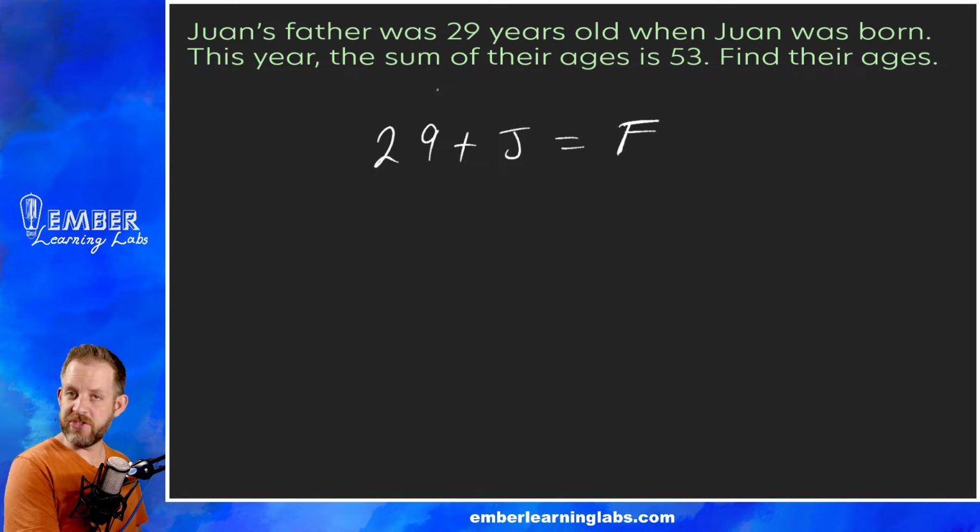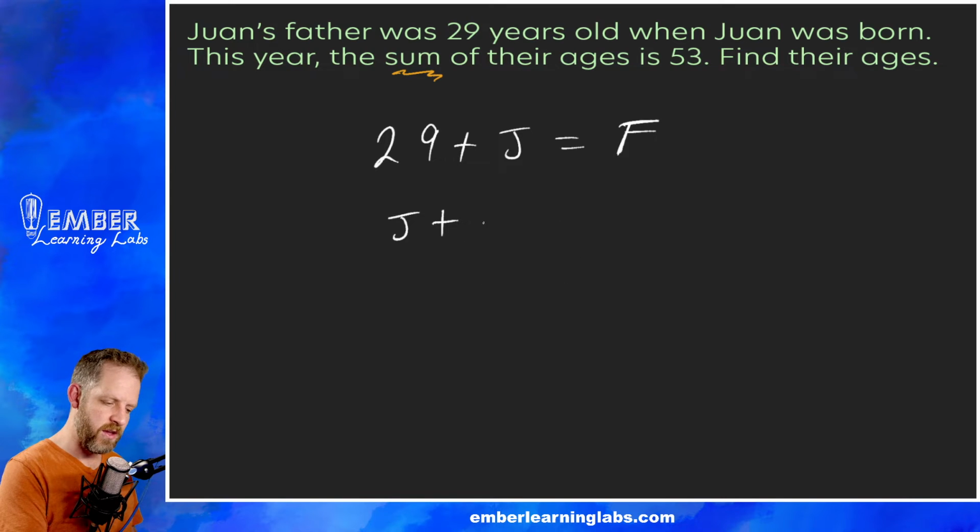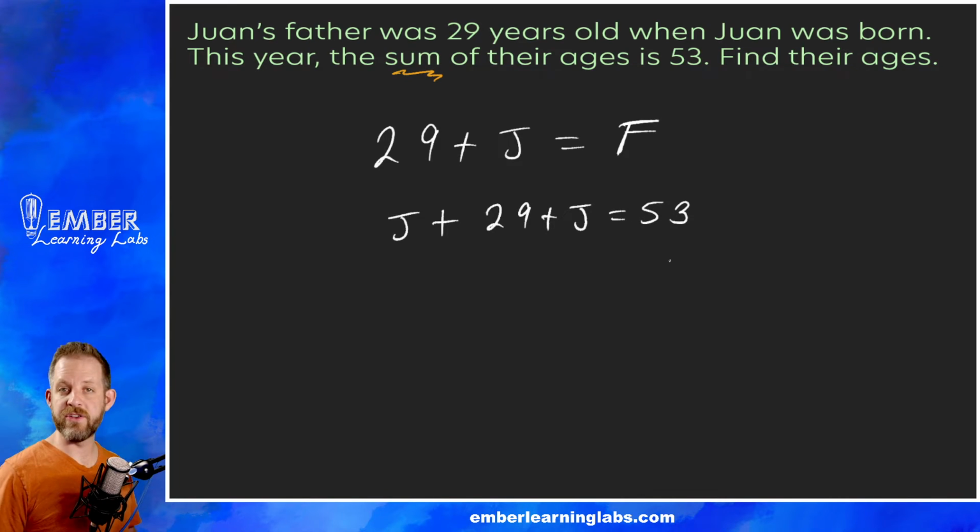Now, what this says is the sum. What does sum mean? Sum means adding it up. So this is the father's age, and Juan's age is just J. So if we take Juan's age plus his father's age, which would be 29 plus J, then that equals 53. So there's our equation. That one's a little bit trickier, but there it is.